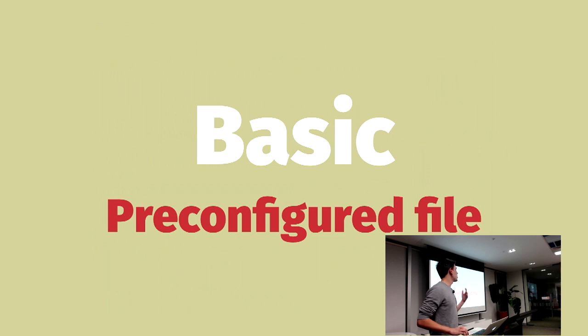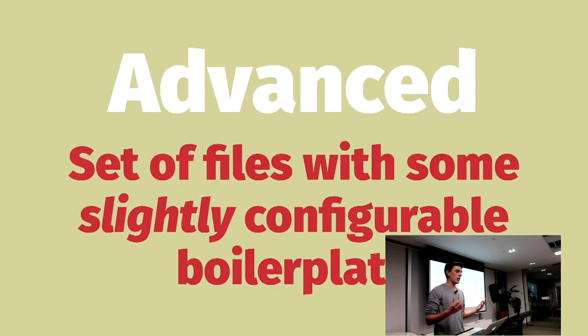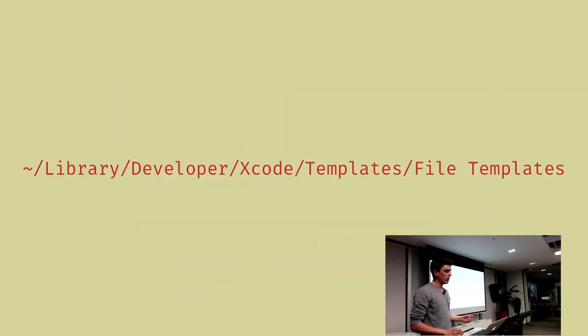But if you want something more advanced, you could say that an Xcode file template is a set of files with a little bit of configuration that you could put in it. And so you could slightly configure the boilerplate that you get. So let's see, how do you do that? How do you get started with that? That's where you start.